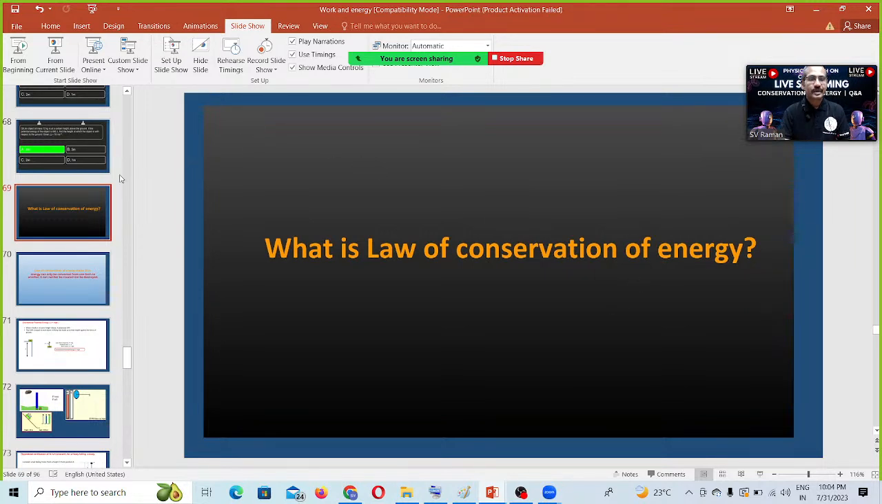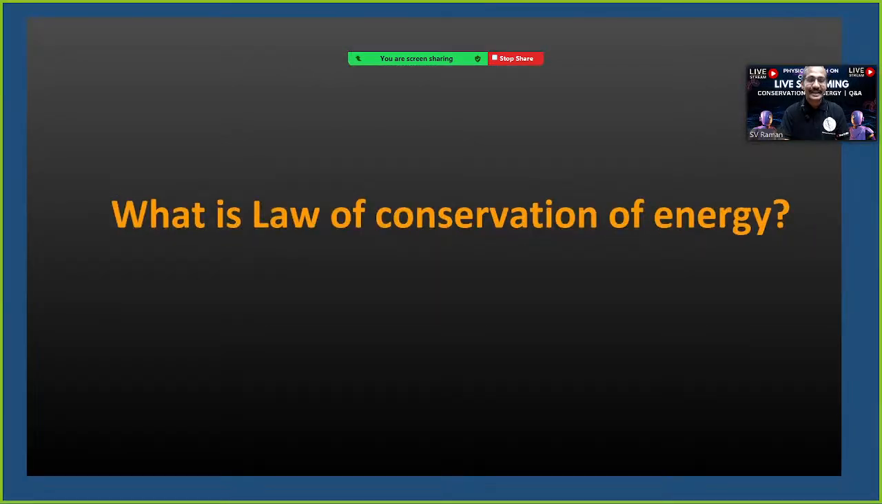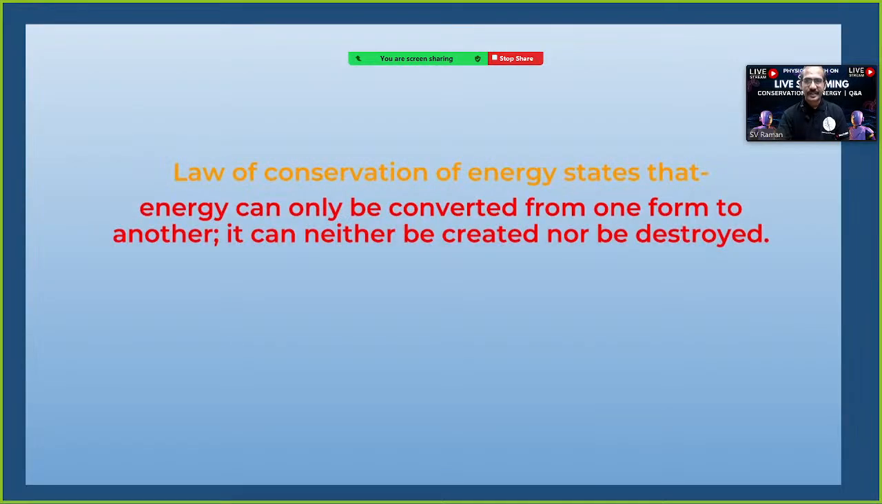Now, continuation of the last class. What is the law of conservation of energy? This we will study today. The law of conservation of energy states that energy can only be converted from one form to another. It can neither be created nor be destroyed. So as you know, in energy conservation, we can't create energy, we can't destroy energy, but we can change it from one form to another form. That is conservation of energy.